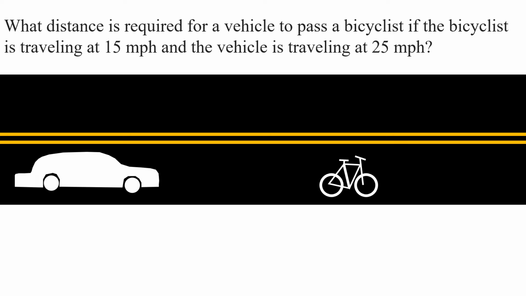What distance is required for a vehicle to pass a bicycle if the bicyclist is traveling at 15 miles per hour and the vehicle is traveling at 25 miles per hour?